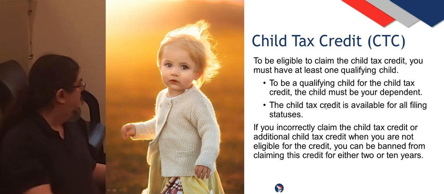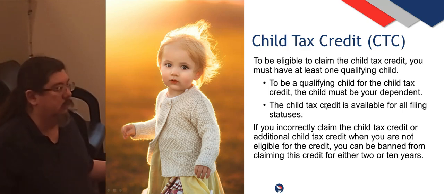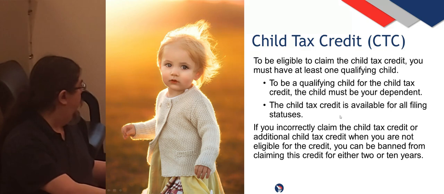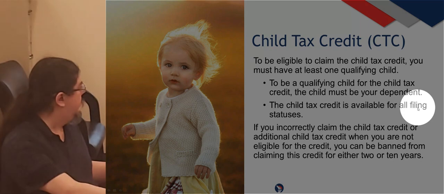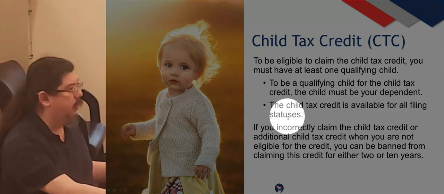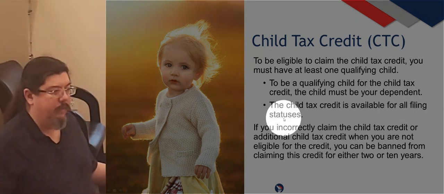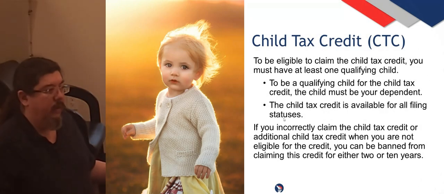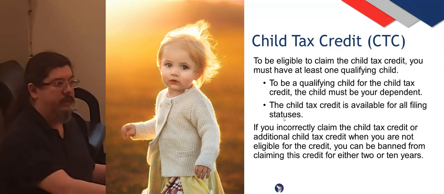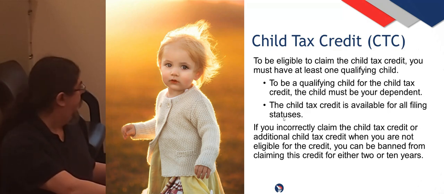So with the child tax credit, is there a cap on kids? No, there's no limit to the number of kids. And there is also no limit for filing status. So this is one of the very few credits that are still available if you're married filing separately. Married filing separately, almost every other credit, you're just not allowed to take those credits. Child tax credit is one of the few exceptions to that rule.